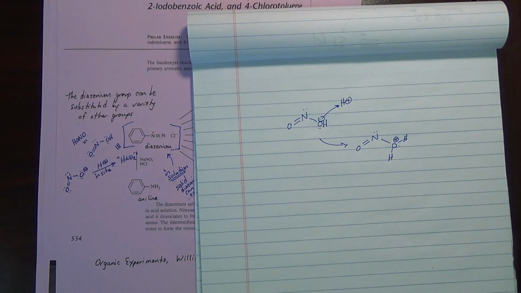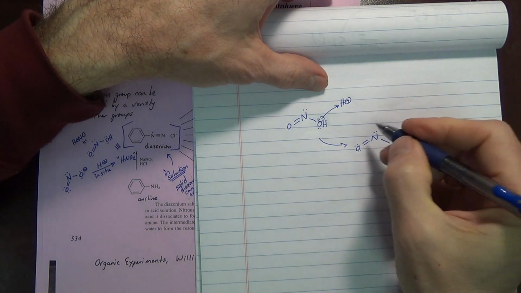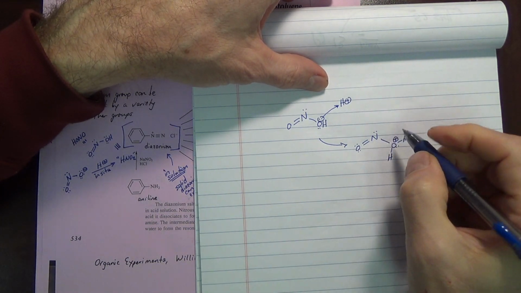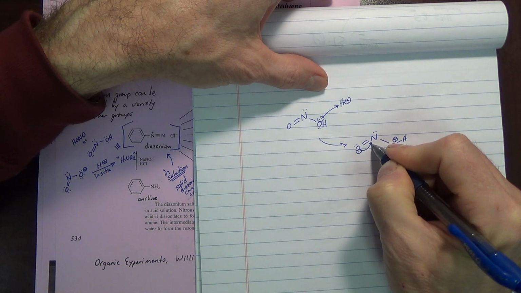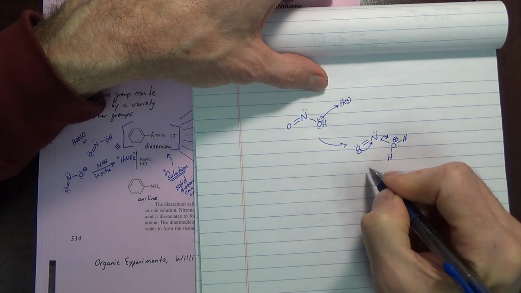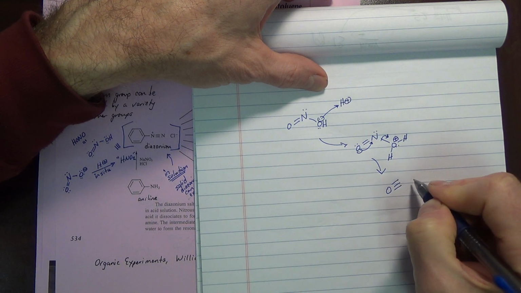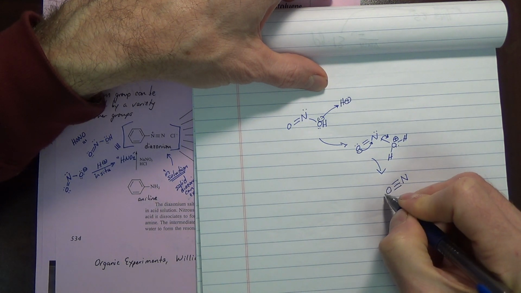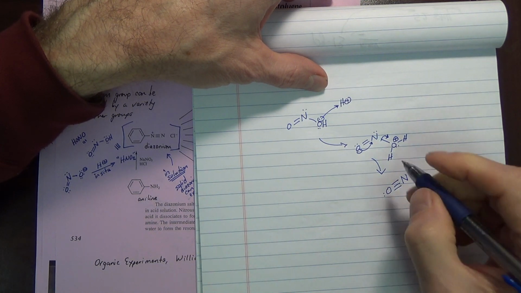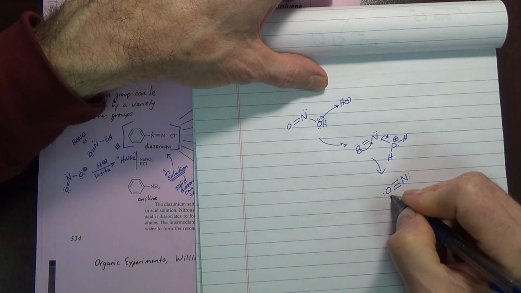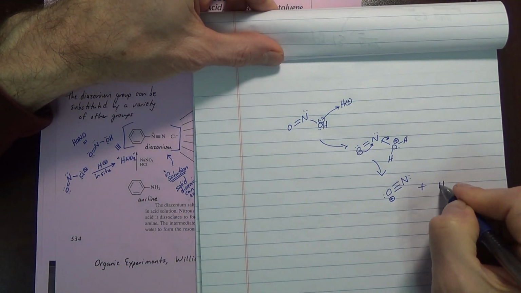We get to here. Now, we've said before, anytime you can make a pi bond using a lone pair and kick off a leaving group, that's easy to do. Take these electrons and move them in here and kick that water off. And that's going to give an oxygen triple bonded to N, one lone pair on each, and the oxygen is positive, the nitrogen is neutral, plus water.